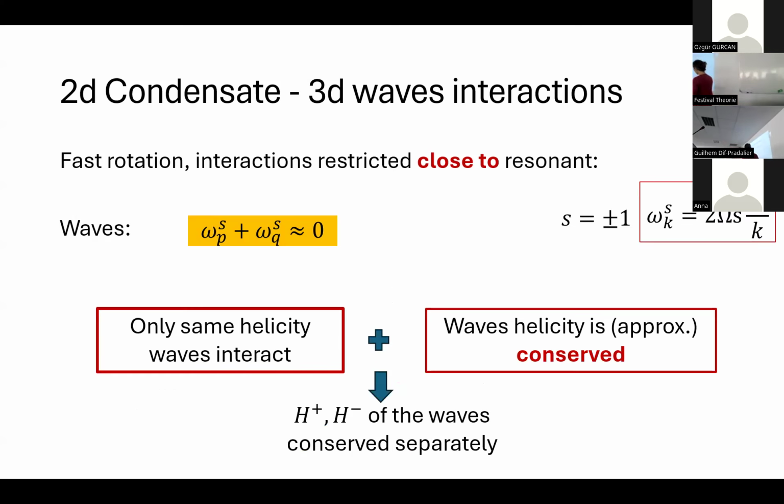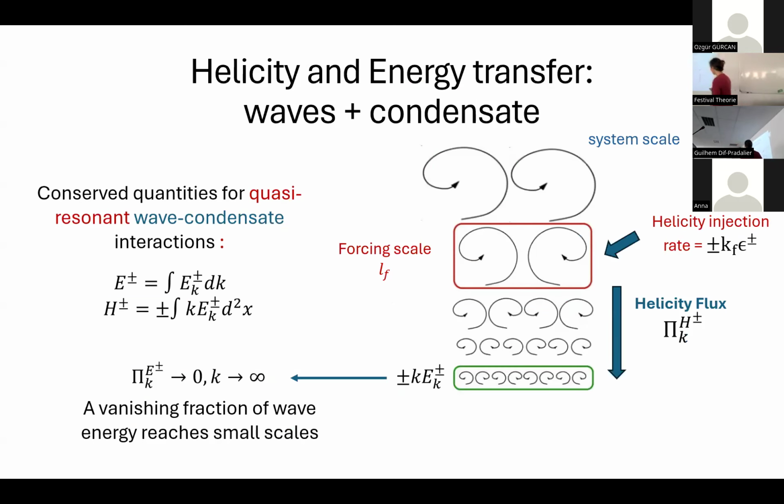So now we have that same helicity waves interact, and the wave helicity is approximately conserved. This means that we have additional conservation laws, which are now positive definite: H plus and H minus. So when we inject helicity of either sign, we have a flux that goes to small scales, and that means that for the waves, the energy at small scales has to go to zero. There cannot be a flux of energy for the waves to small scales.